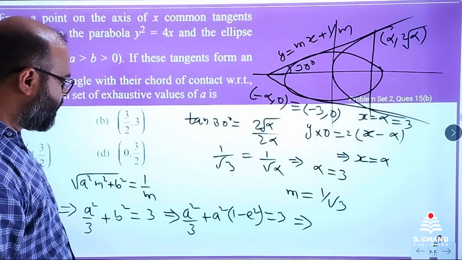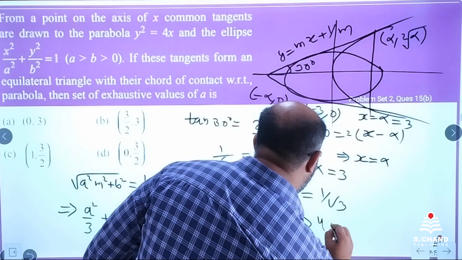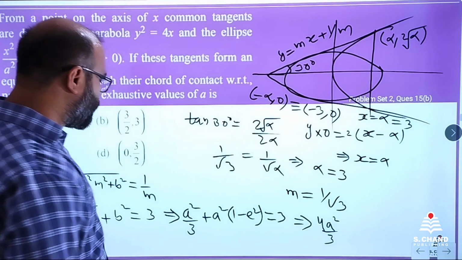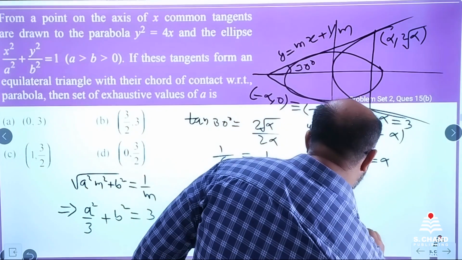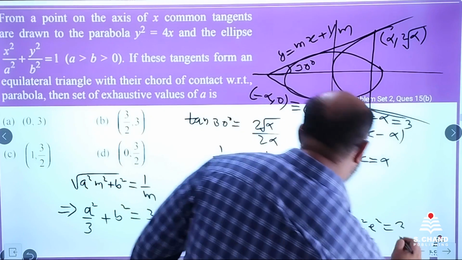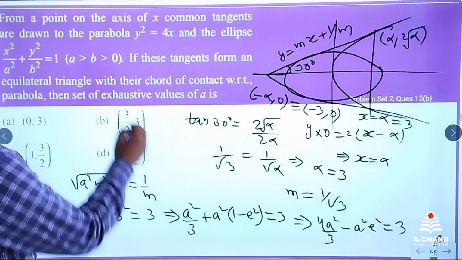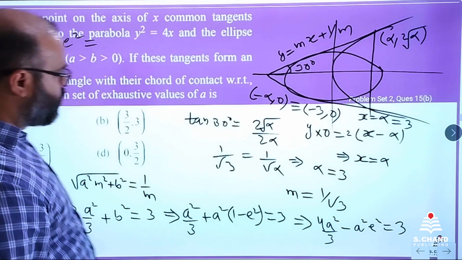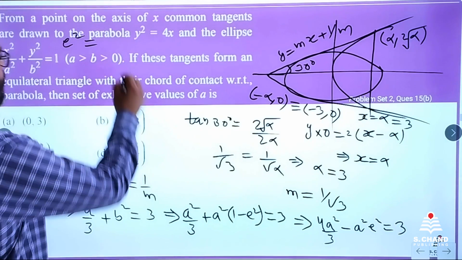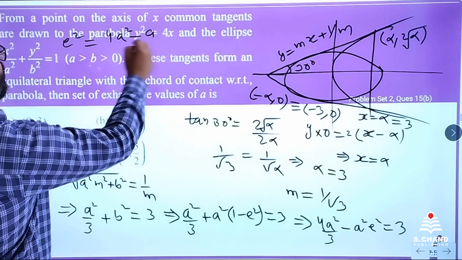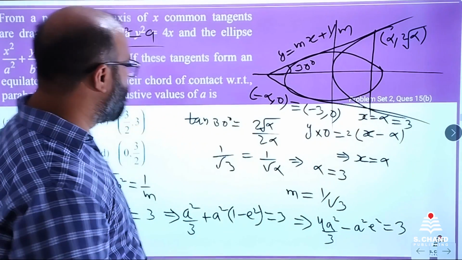Now when we calculate it, we get a square plus 3a square, 4a square by 3, of course, and minus a square e square is equal to 3. So this is what we are getting. Now from here, can you find e square in terms of a square? If you do the calculation, e square will be equal to 4a square minus 9 by 3. First you write like this, 4a square minus 9 by 3, then by a square.